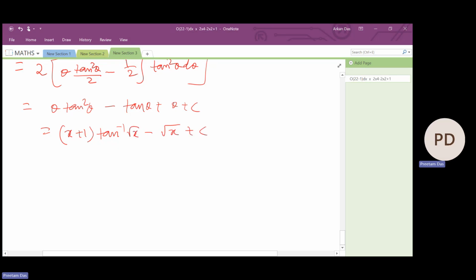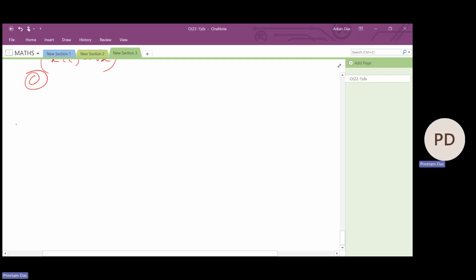So what are your coordinates? Your coordinates are x plus 1 and minus root x. So option C. According to the question, they are asking you the ordered pair, so this is the ordered pair. Okay. Let us see it.